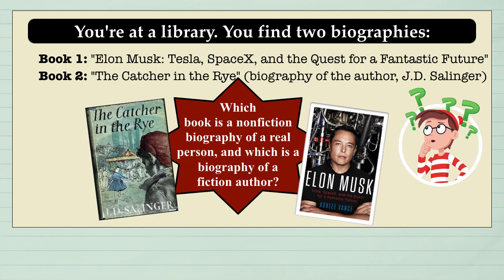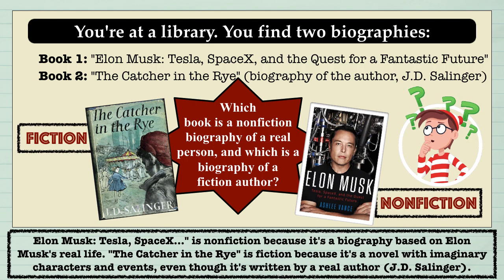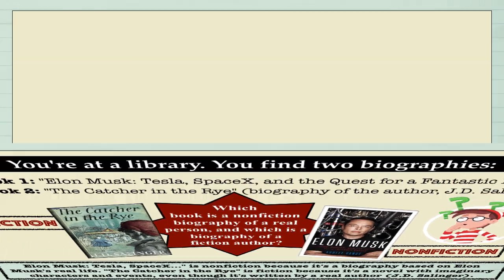Decide now. Elon Musk, Tesla, SpaceX is non-fiction because it's a biography based on Elon Musk's real life. The Catcher in the Rye is fiction because it's a novel with imaginary characters and events, even though it's written by a real author, J.D. Salinger. Are you up for more?